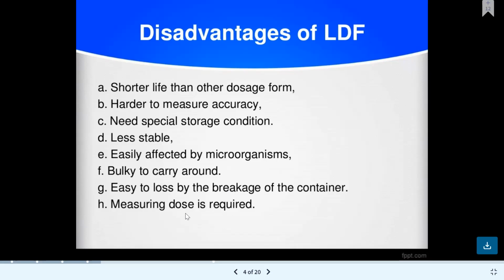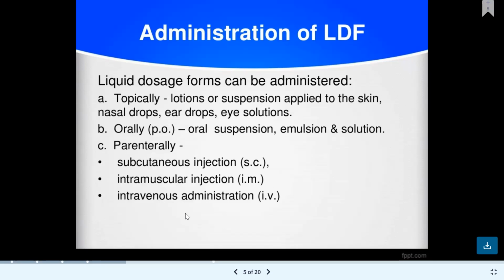Okay, so in this dosage form, measurement is very necessary for giving this type of drug to any patient. Administration of liquid dosage form: the liquid dosage form can be administered topically. In the topical way, lotions and suspensions are applied to the skin, such as nostril drops, ear drops, or eye solutions. Orally, oral suspensions, emulsions and solutions are included. Parenterally, subcutaneous injections, intramuscular injections, and intravenous injections are included.